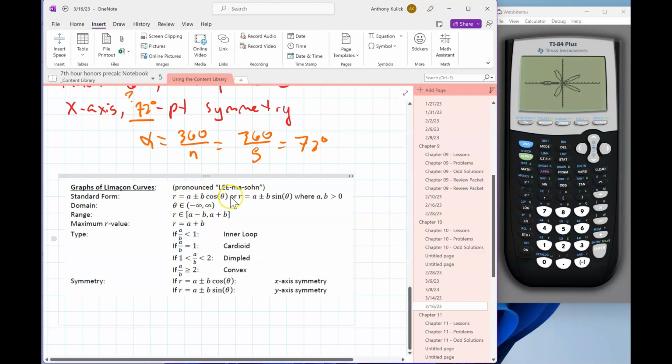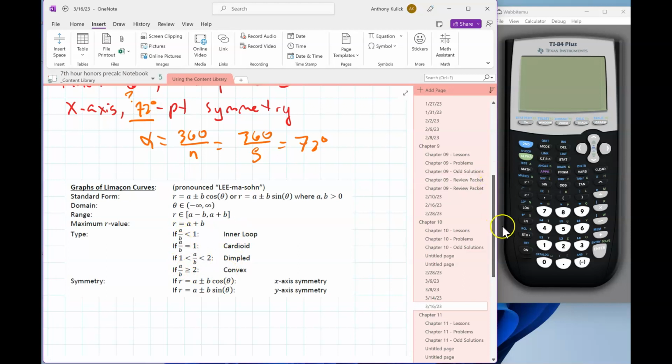Okay. Domain, not surprisingly, still all real numbers. The range is going to be A minus B and then A plus B, again, because the maximum value for sine or cosine is 1 and negative 1. The maximum value for R is A plus B. And then there's 4 different shapes of limaçon curves we can have, so they are dependent on the size of A and B.